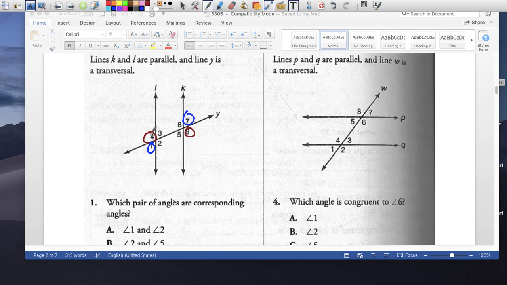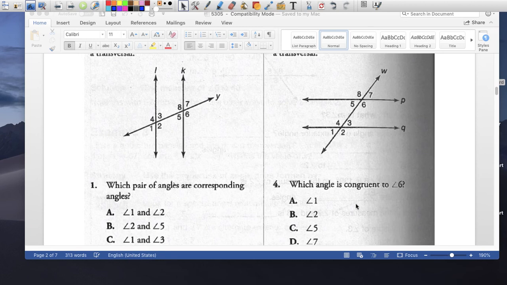Number 5. Which angle is not congruent to 1? So who's the same as 1? I'm going to circle everybody who's the same as 1. 1 and 3 are the same. And 5 and 7 are all the same. So 1, 3, 5, and 7, they're all the same. So who's not the same? 2, 4, 6, 8. So the answer would be letter D. So 5 is D.